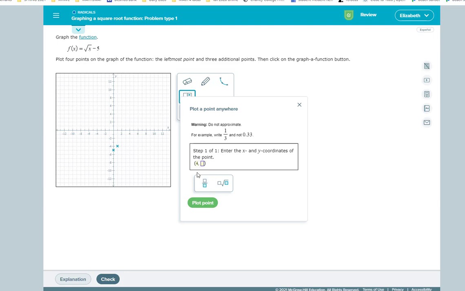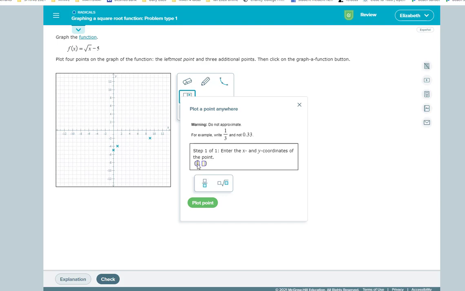So again, I plug in a 4 because that's a perfect square, and it's going to output negative 3. And you can see again that shape happening. Now I need one more point in here. So the next perfect square after 4 would be a 9. The square root of 9 is 3. 3 take away 5 is negative 2. So if you put in a 9, it's going to pop out a negative 2.